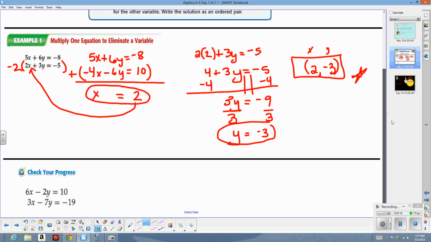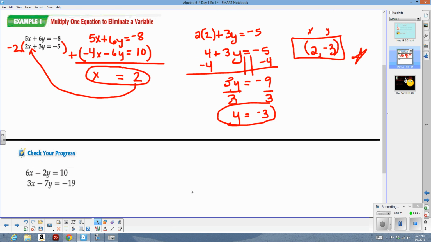Now you may want to pause the video and try this next example on your own. Now if I want to end up with opposite coefficients on one of the variables, the quickest way to get there would be to multiply this bottom equation by -2. Now I know we did that in our last example as well. That's just a coincidence. It doesn't mean you're always going to multiply by -2. That's just what we need to do here to get our x's to be opposites.